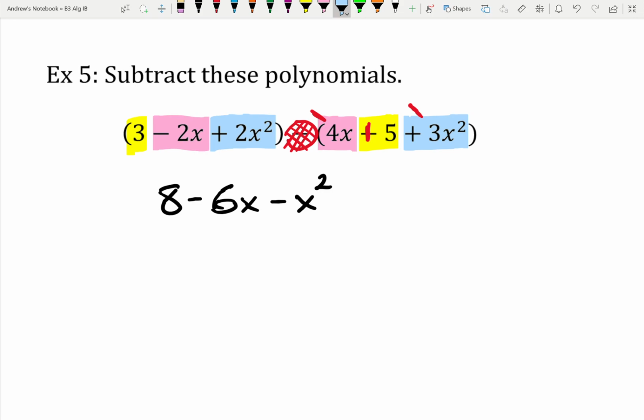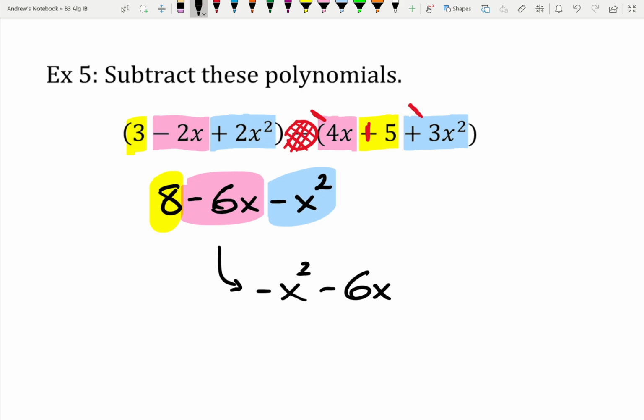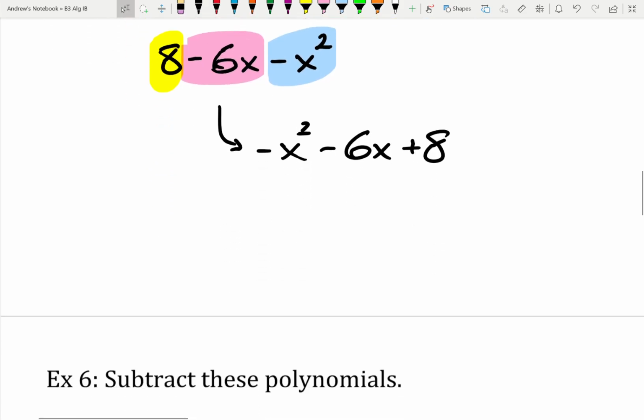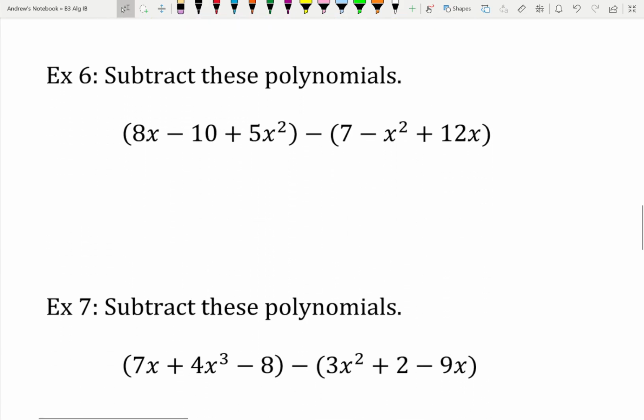Let me catch up with the highlighting there, maybe make it a little bit easier to see what's going on. And again, what we should really do is write these out in standard form. So what I should turn this into is minus x squared, and then minus 6x, and then plus 8. That's really what we should have our answer as. All right, cool.